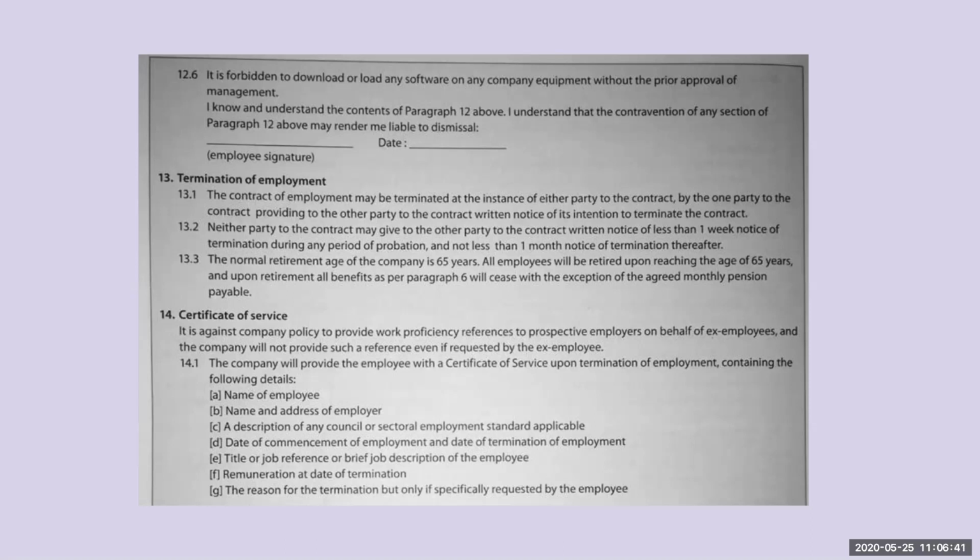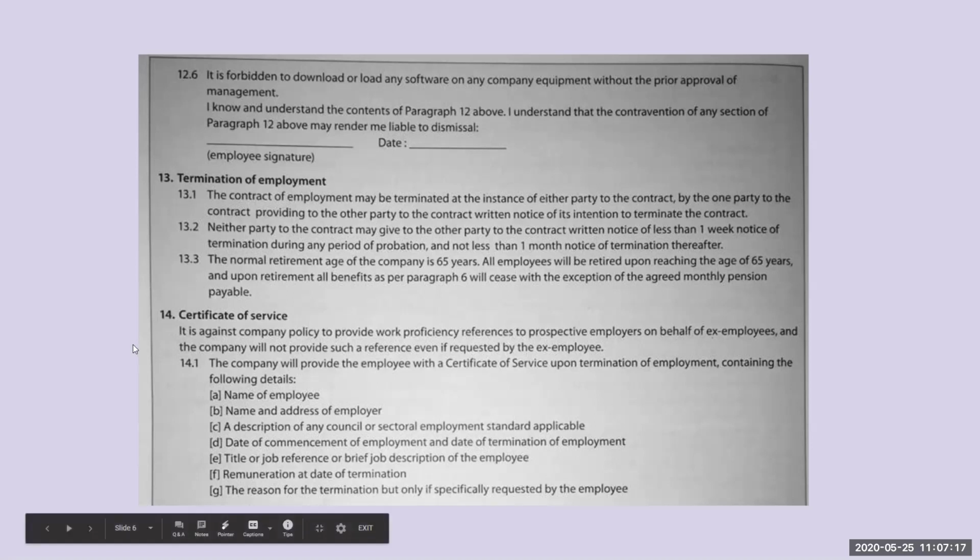It is against company policy to provide work proficiency references to prospective employers on behalf of ex-employees, and the company will not provide such a reference even if requested by the ex-employee. The company will provide the employee with a certificate of service upon termination of employment containing the following details. So this is usually a certificate or a letter that just states when you worked at the company, what your duties were, etc. So in other words, they will not give a reference. They won't take calls from new employers wanting to ask them questions, but they will give a letter that said that you worked there.